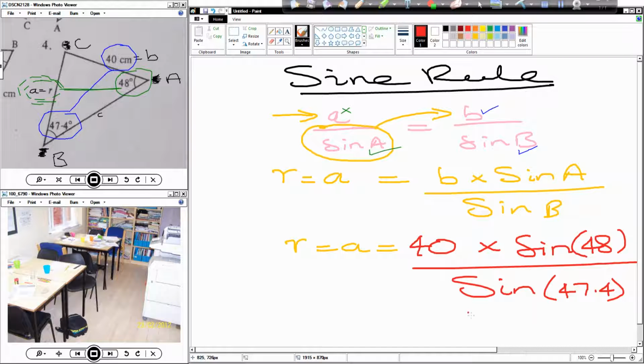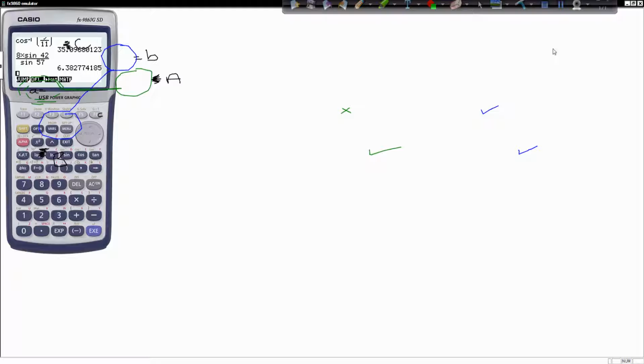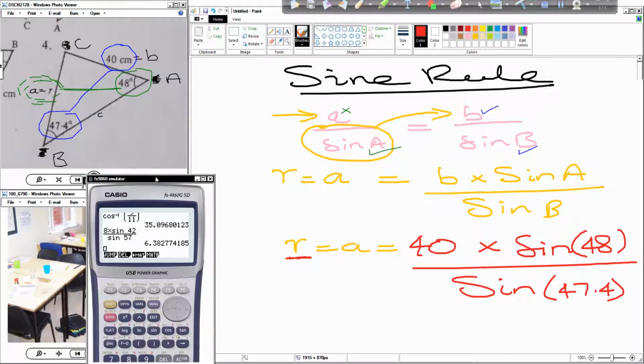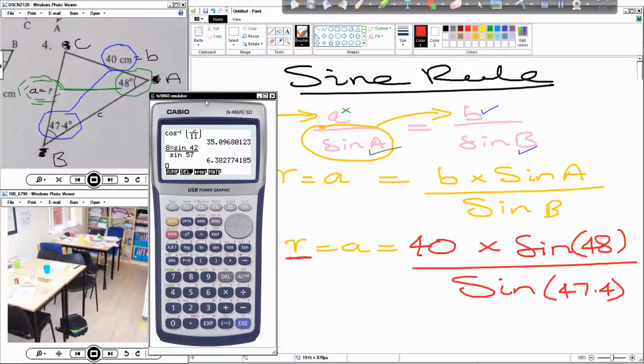Okay, now we are ready to put this question into the calculator. Let's launch the calculator. Whoa, that's a bit too big. Here we go. Let's put the calculator up here. So what we see here in red, we're going to put into the calculator. First of all, we start off with the fractions button, and we type in 40 multiplied by the sine.